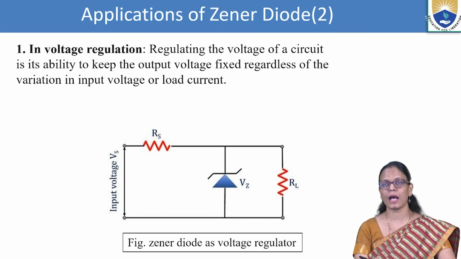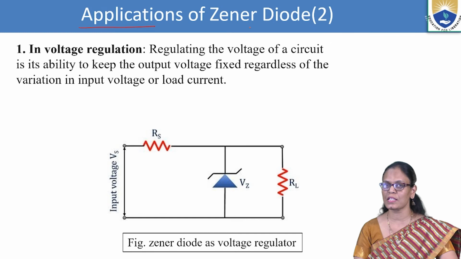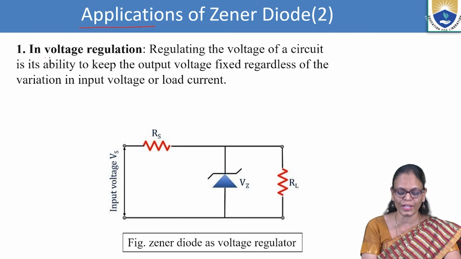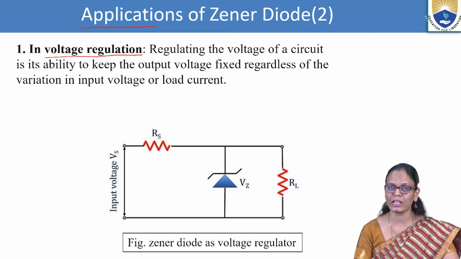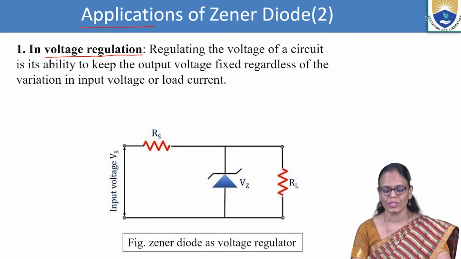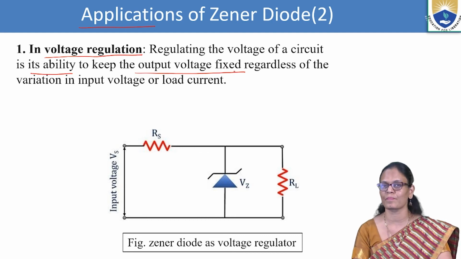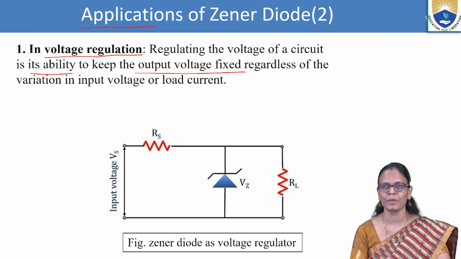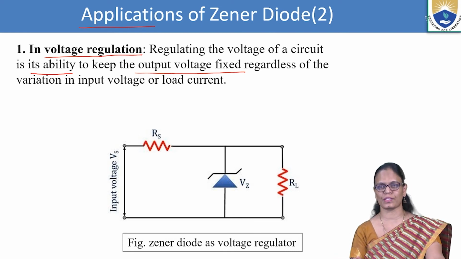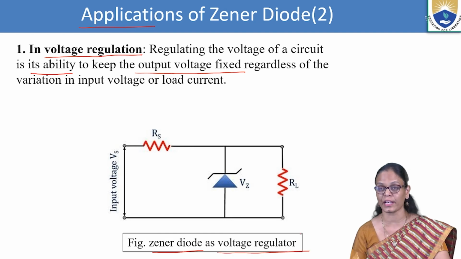Now we are going to see the applications of Zener diode. Where all we are going to use this Zener diode. First one is in voltage regulation. How do we use it to regulate the voltage? Regulating the voltage of a circuit is its ability to keep the output voltage fixed. Whatever may be the input, the output has to be fixed. So how are we going to use this Zener diode as a voltage regulator?